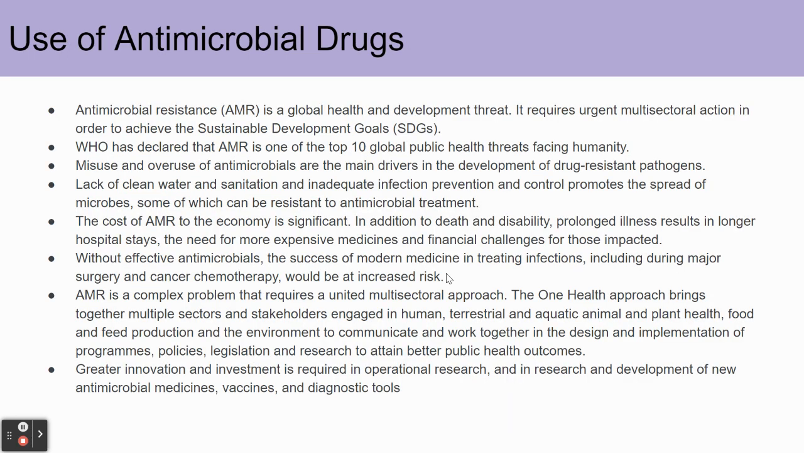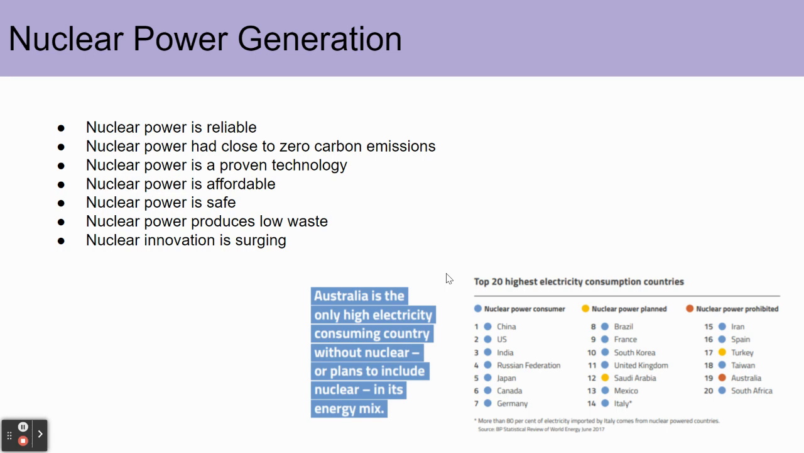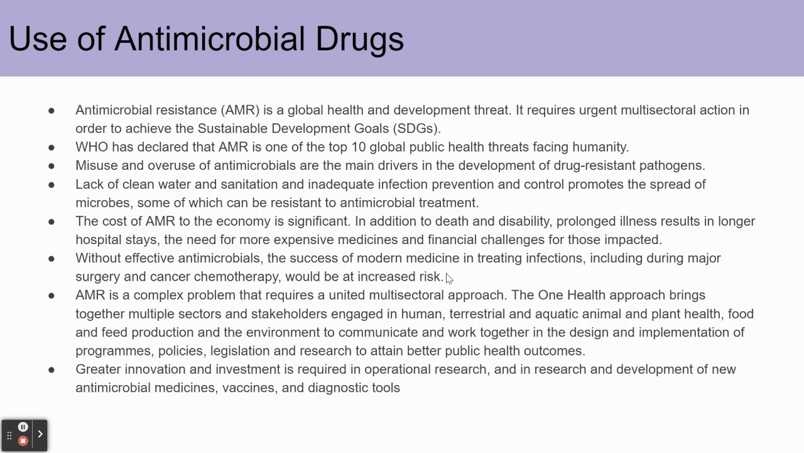Next we have the use of antimicrobial drugs. We don't have to know all of these examples, but we're starting here with nuclear power generation, which is our third part of this cycle. The next has to do with the ethical uses of antimicrobial drugs. It is declared as one of the top 10 global public health threats, and it requires a lot of action if we want to achieve the sustainable development goals.